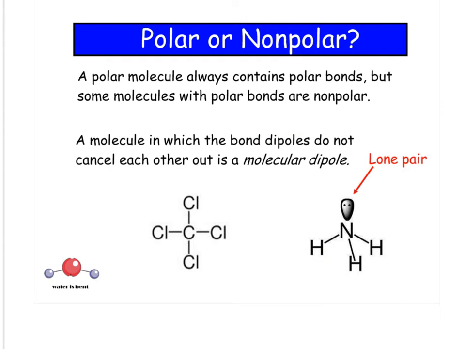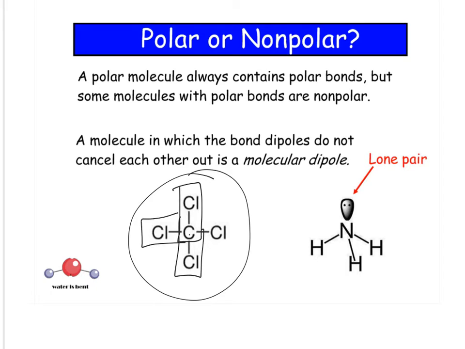All right, so a polar molecule always contains polar bonds, but some molecules with polar bonds are non-polar, like I said with carbon dioxide. A molecule in which the bond dipoles do not cancel each other out is a molecular dipole. So if you look here at carbon tetrachloride, if you look at just one bond, carbon to chlorine, that's a polar bond. Chlorine's more electronegative than carbon. But since there's 4 and they're in equal and opposite directions, this molecule is nonpolar because they all cancel each other out. Here, this is ammonia.